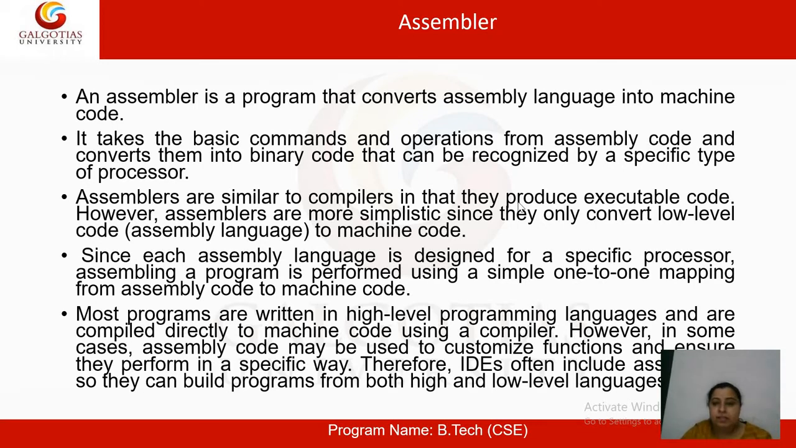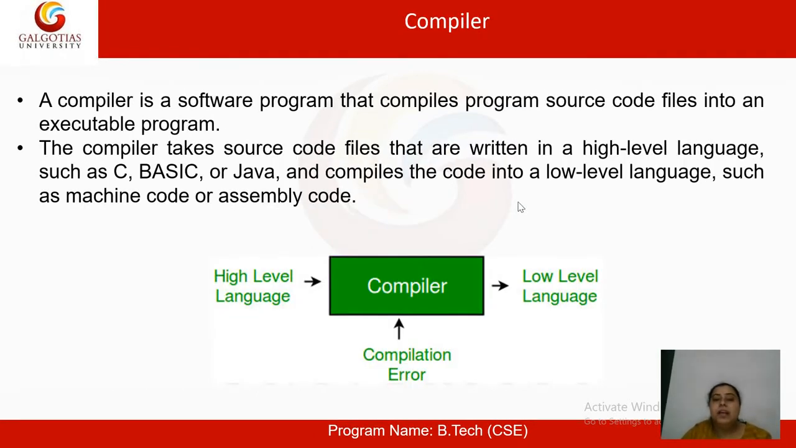Assemblers are similar to compilers because they produce an executable code. That is the working of a compiler. However, assemblers are simpler as compared to a compiler. Why? Because they convert a low level code, that's the assembly language, into a machine code. We already know that an assembly language is designed for a specific kind of processor. So it requires one-to-one mapping, right? Fine.